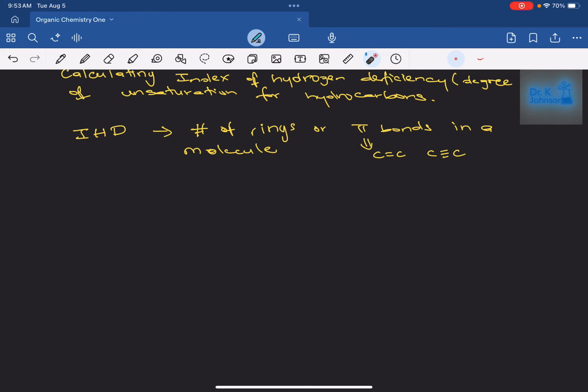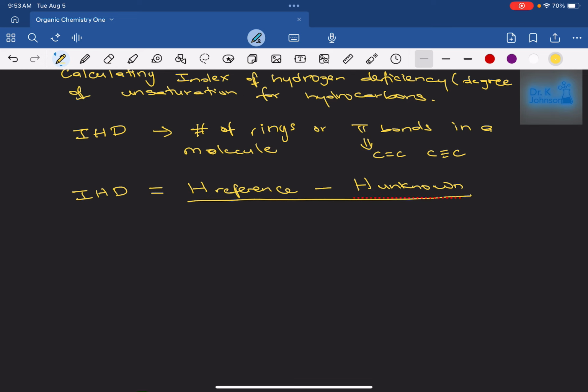We're about to look at some examples. You need to remember this formula because they're not going to give it to you on an exam. You're going to have to memorize it. Your index of hydrogen deficiency is equal to the number of hydrogens in your reference, and I'll tell you what the reference is in a second, minus the number of hydrogens in your unknown. The unknown is the molecule that you're given that you are trying to find the index of hydrogen deficiency for, divided by 2. So remember: hydrogen in your reference minus hydrogen in your unknown.